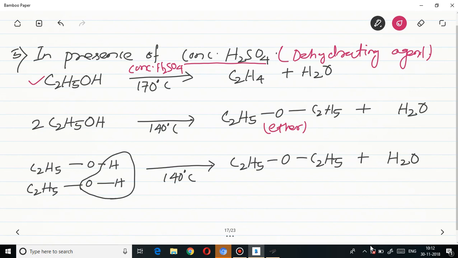This is known as diethyl ether, or the IUPAC name is ethoxyethane. General name is alkoxyalkane. General name of ether is alkoxyalkane, and that of ester is alkyl alkanoate. So I will explain the details of nomenclature in my next video.